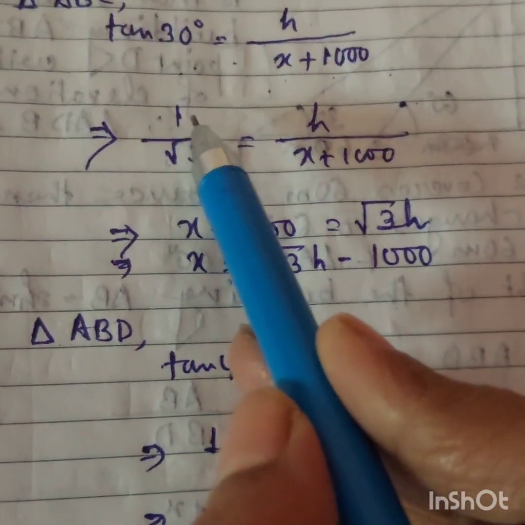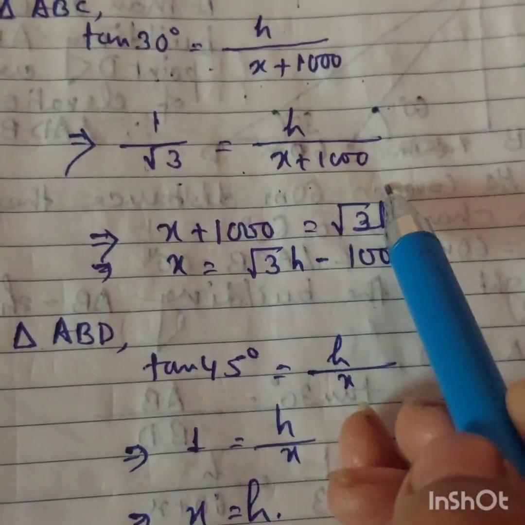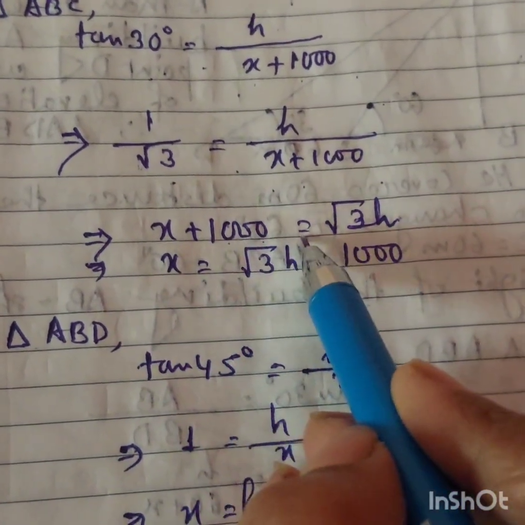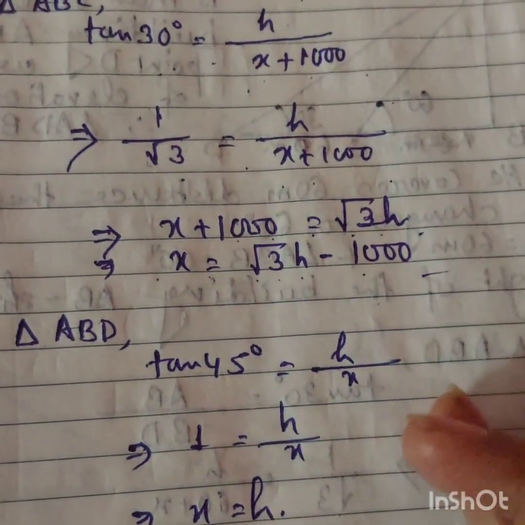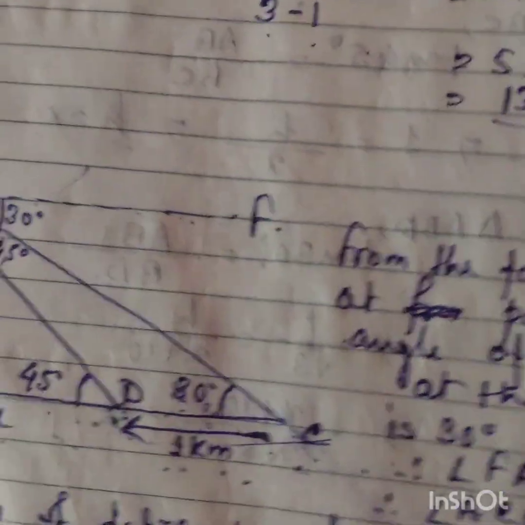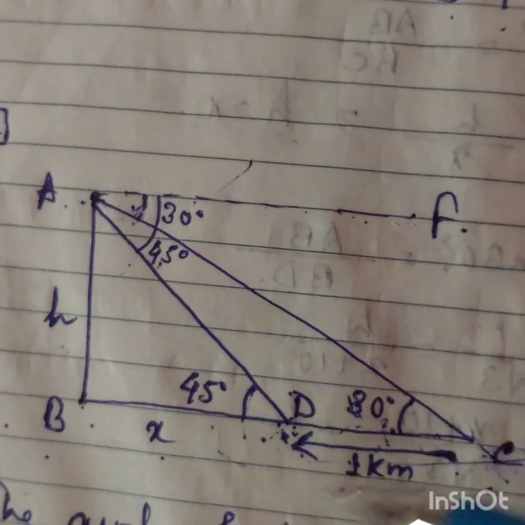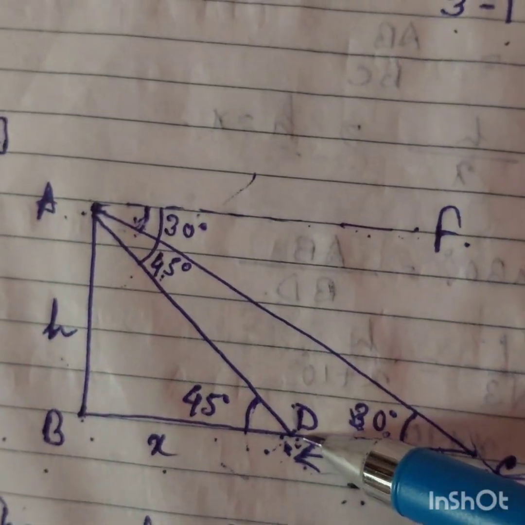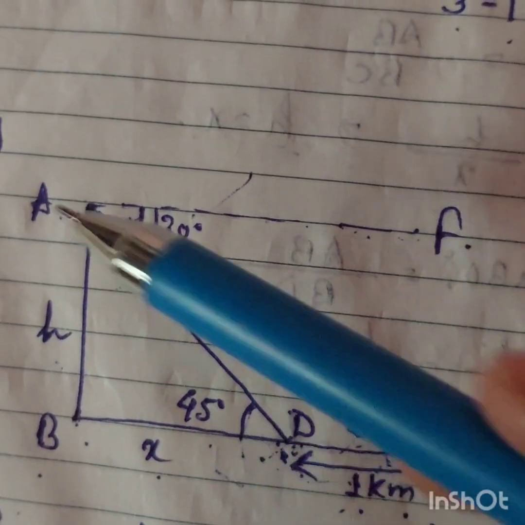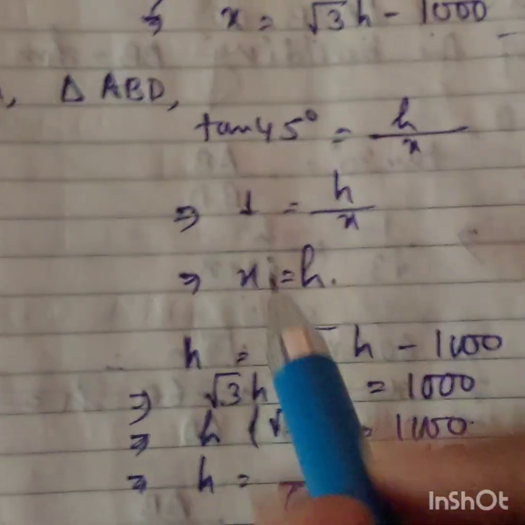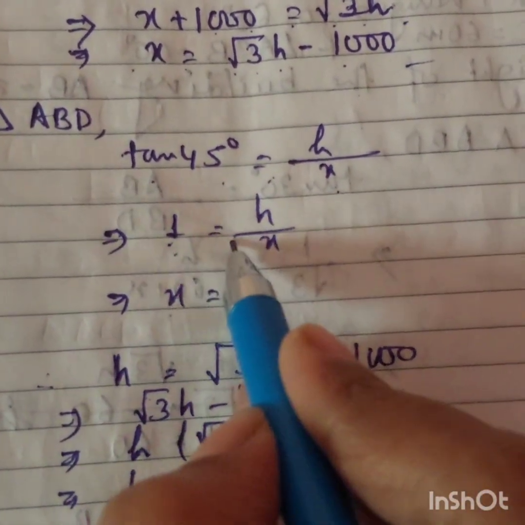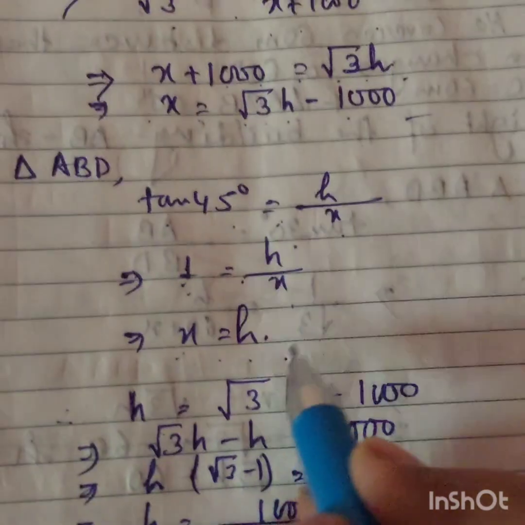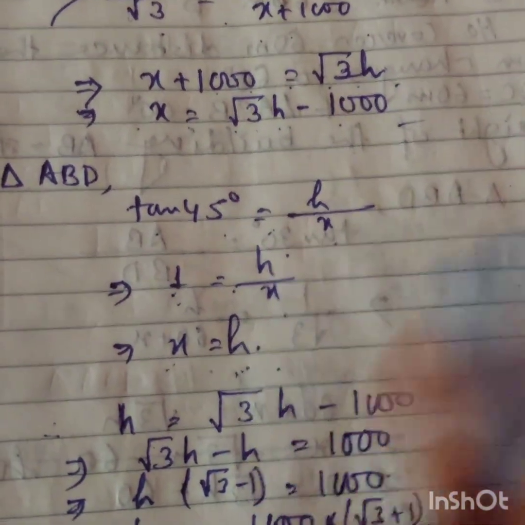So from here tan 30 degree is equal to, that implies 1 by root 3 is equal to h by x plus 1000. That implies x plus 1000 is equal to root 3h. So x is equal to root 3h minus 1000. Now from this triangle ABD, tan 45 degree is equal to perpendicular by base. So tan 45 degree is equal to h by x, so 1 equals h by x, x equals h. So I got two values of x from two conditions.